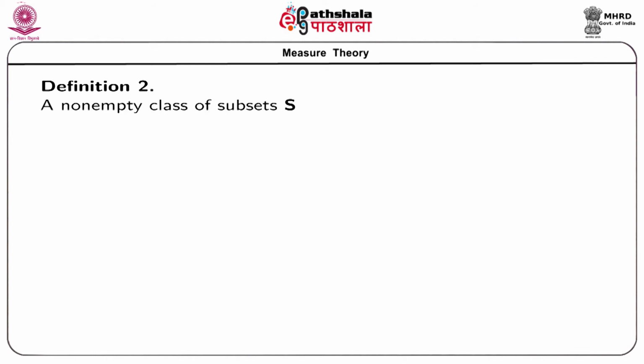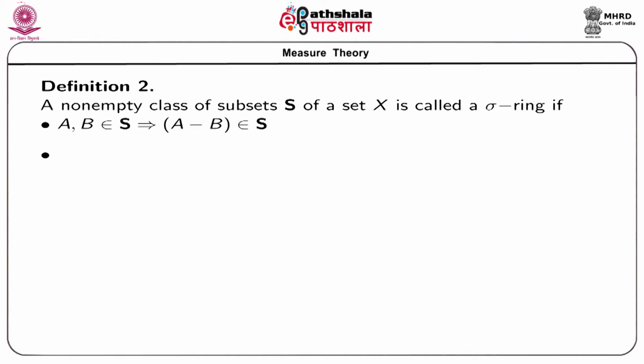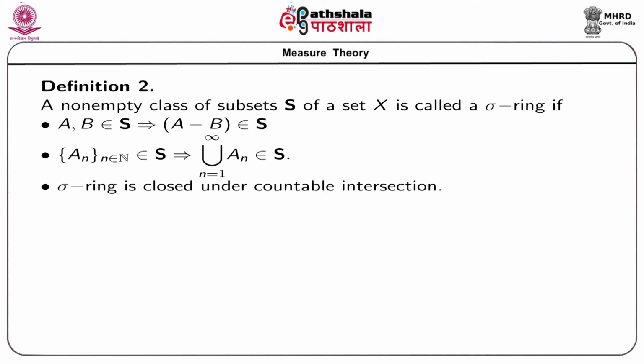We now start the definition of the second class. A non-empty class of subsets S of a set X is called a sigma ring if it is closed under difference and it is closed under countable union, that is, if we take a sequence of sets An from S, then the union n equal to 1 to infinity An also belongs to S.